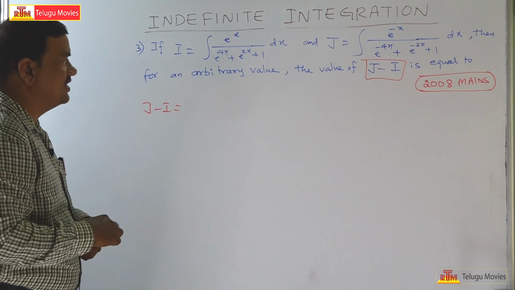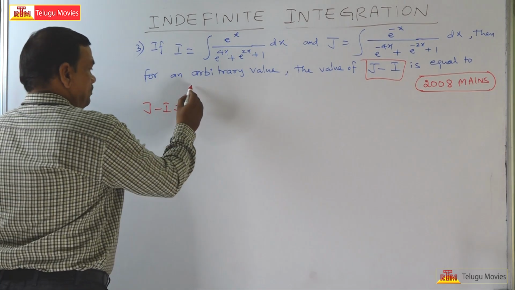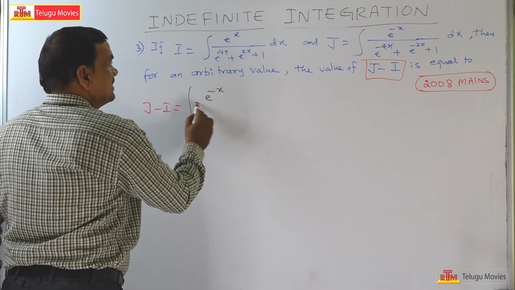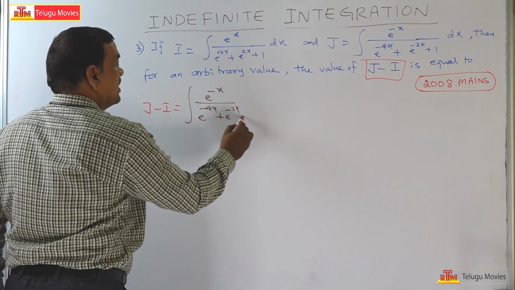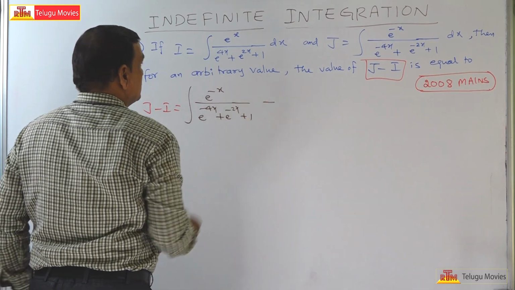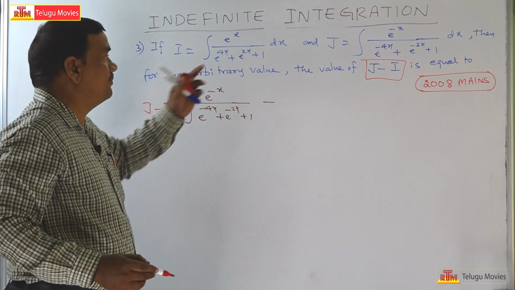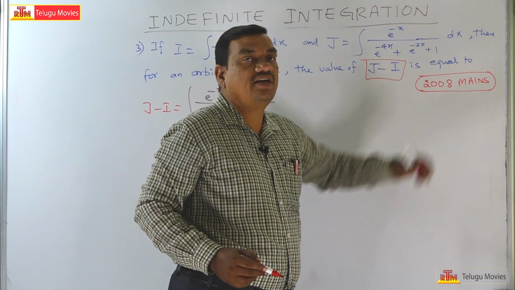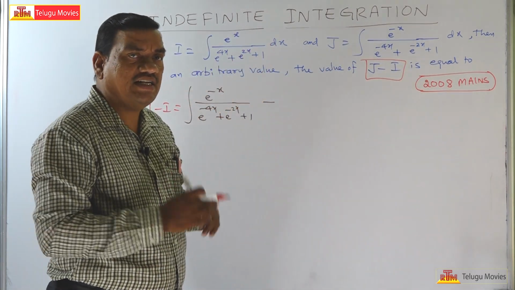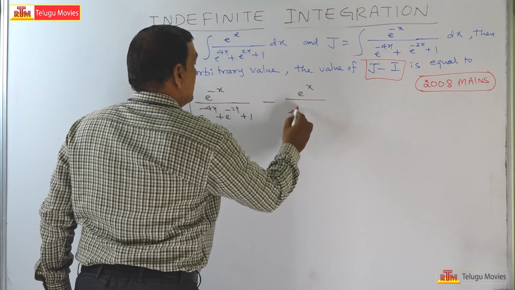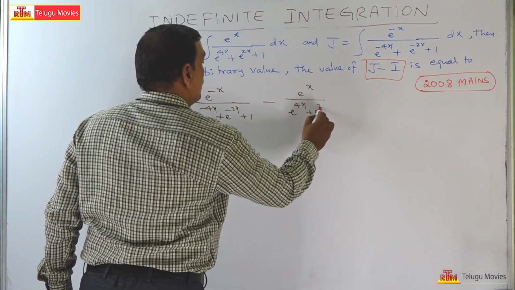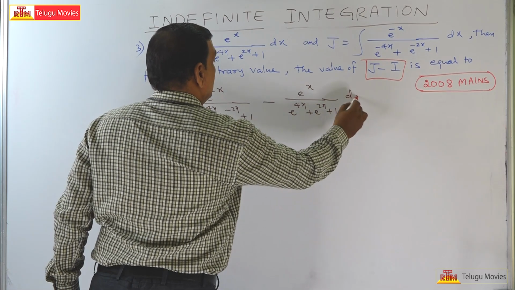So J minus I is equal to, what is J? The integral of e power minus x upon e power minus 4x plus e power minus 2x plus 1, minus, since both are the same integral dx, we can write it in a single integral. So therefore this is the integral of e power x by e power 4x plus e power 2x plus 1 dx.